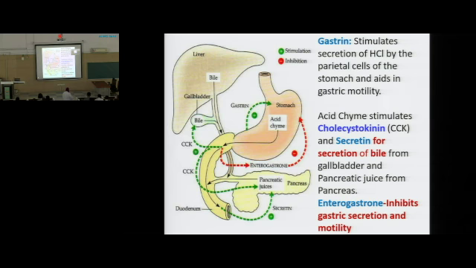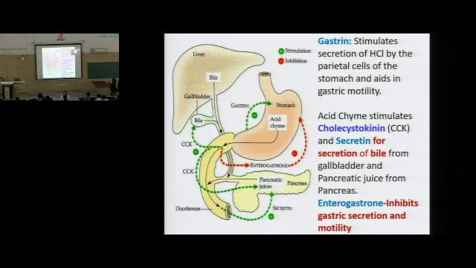Now what does this CCK do? It will make the gallbladder secrete and release the bile, which is stored. Then this secretin is stimulating the pancreas to release the pancreatic juice. The pancreas gets the message that food has arrived, lipids are coming into the stomach.